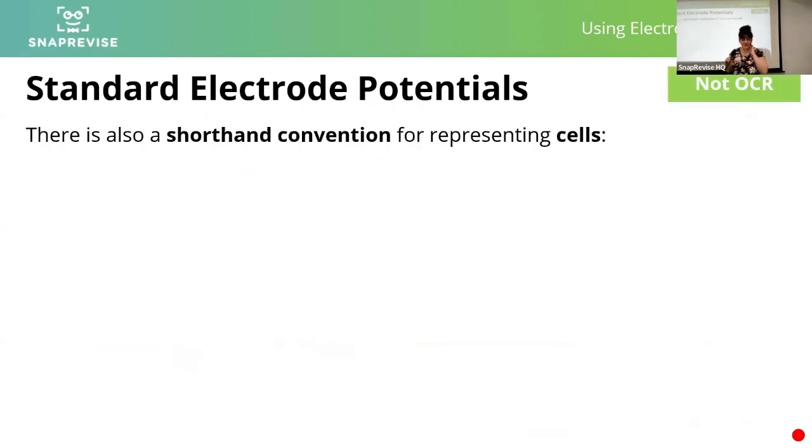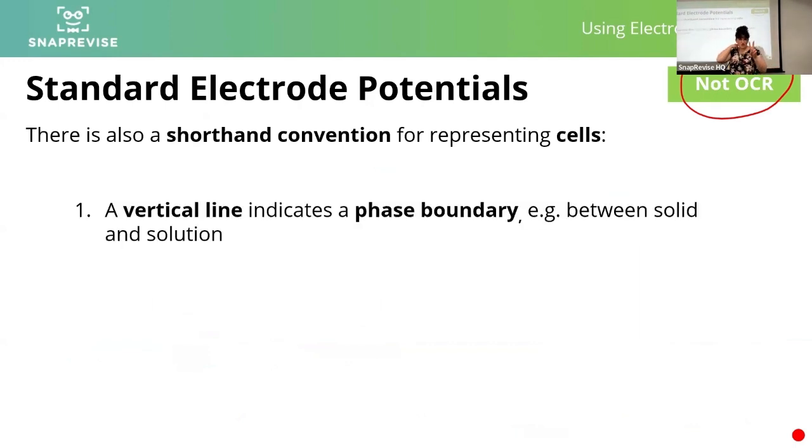So there's also a shorthand convention for representing cells, and this confuses students a lot. I do get that. It's not covered in OCR. So you don't need to be able to write shorthand for electrochemical cells if you're in OCR. So you can have a very brief break. But for everybody else, there are two key rules.